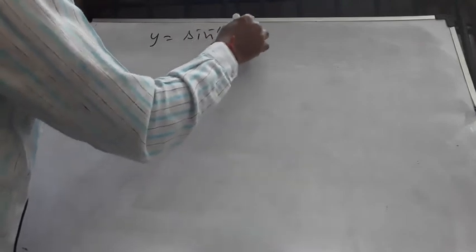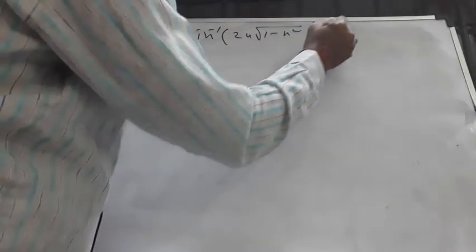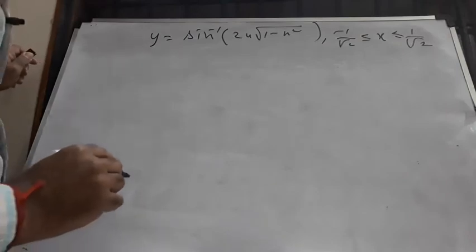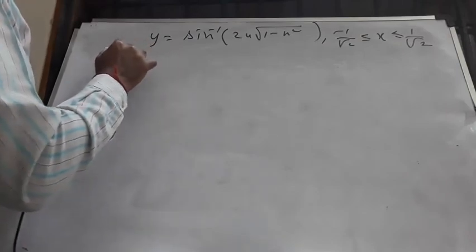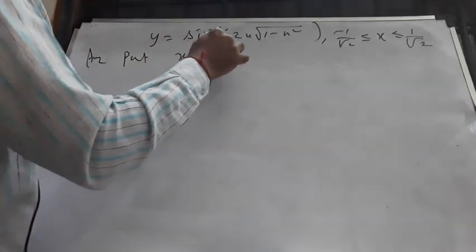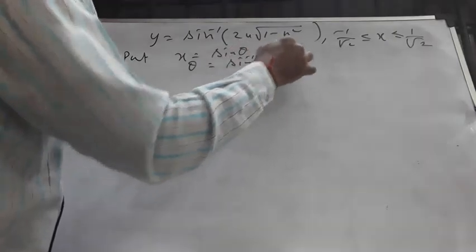Okay, y is equal to sine inverse of 2x into root of 1 minus x square, where minus 1 by root 2 is less than or equal to x less than or equal to 1 by root 2. This is the condition given to you. Here put x equal to sine theta. Theta is sine inverse x.